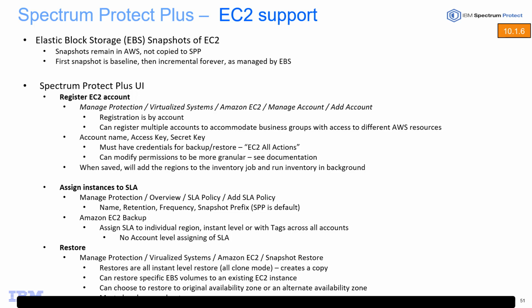These snapshot copies remain inside of AWS, but you can issue a restore from inside of Spectrum Protect Plus. And when you do the restore, you can restore that either to the same region or a new region using either the same subnet or a different subnet.